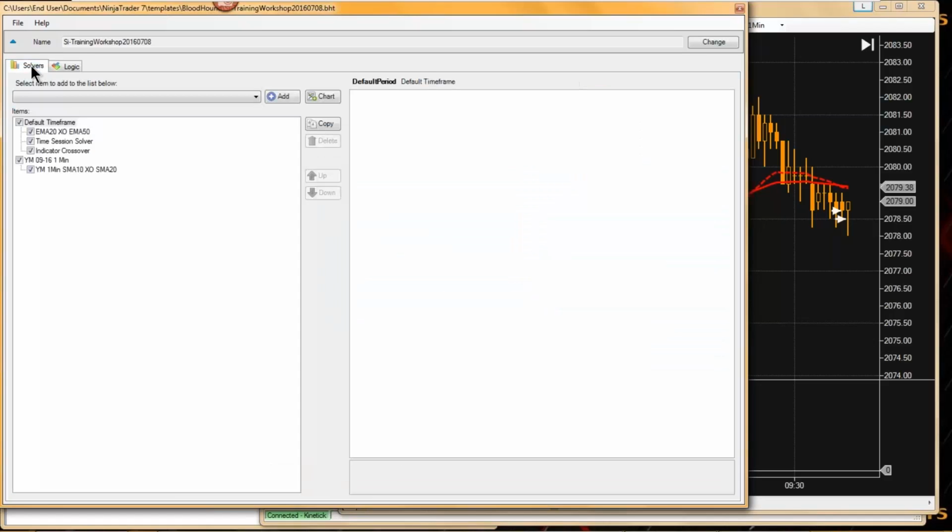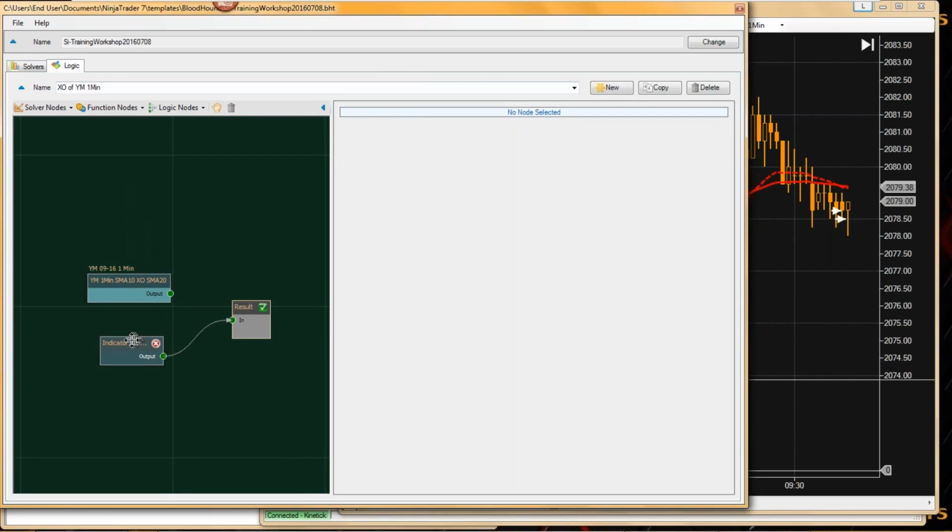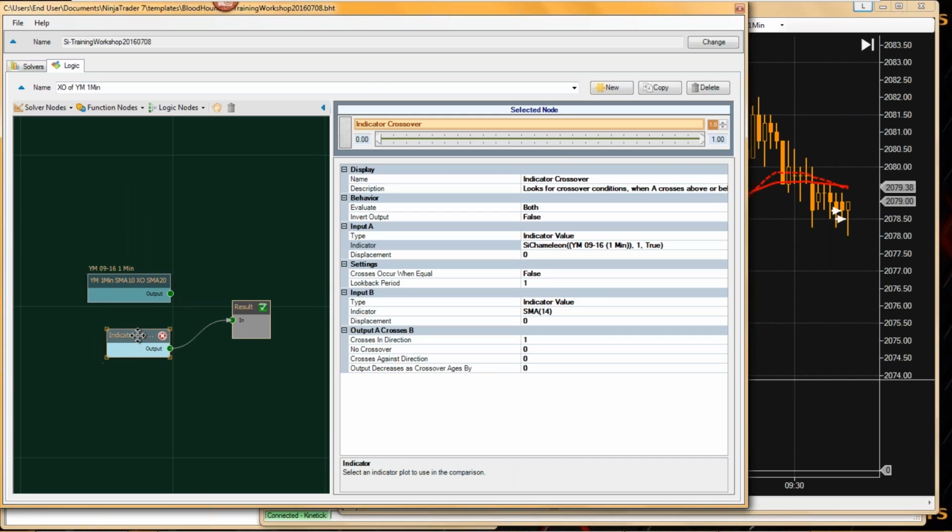It's better to do it this way. Adding the time frame into BloodHound itself is far, far, far more reliable versus using Chameleon. And hopefully in NinjaTrader 8 they completely resolve that issue.